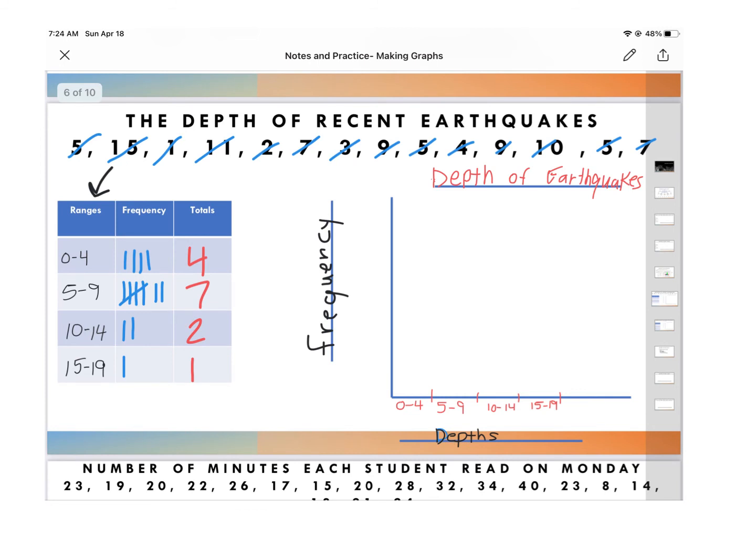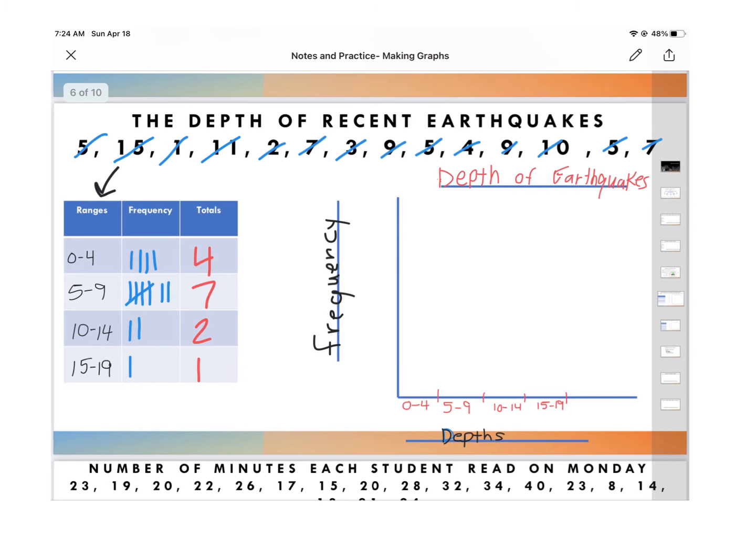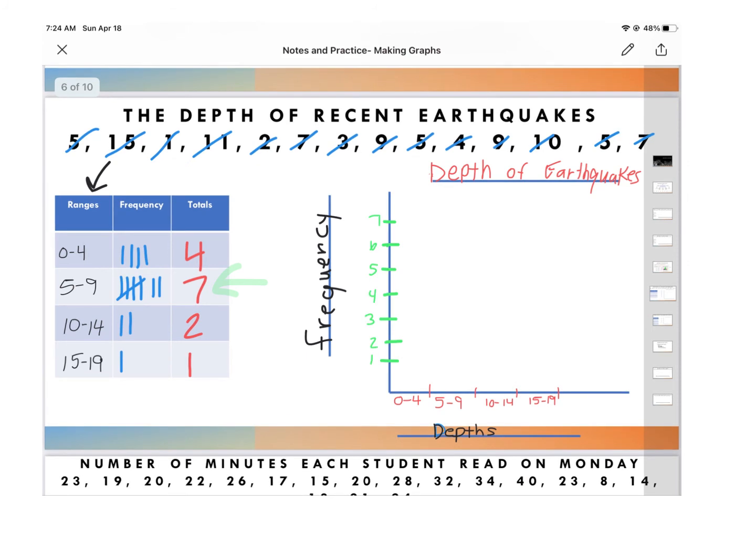Okay, so I've labeled the ranges at the bottom. Now the frequencies, that's going to be our totals. So the biggest number it went to here, you can see, is 7. So we just really need to go up to 7 on our frequency side. So 1, 2, 3, 4, 5, 6, 7, and label those. Okay, so it should look something like this.